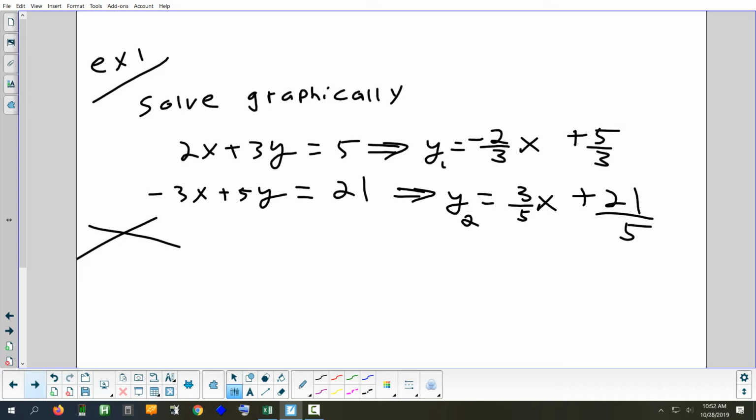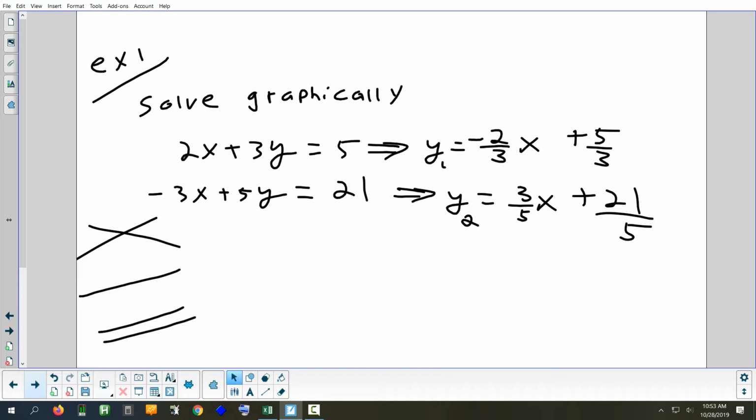What else could happen? So they could cross in one spot, or the two lines could share all their points. They could be exactly the same line. So you can't even tell. They're right on top of each other. What else could happen? They could be parallel. So one of those three things is going to happen. Cross once, same line, parallel.